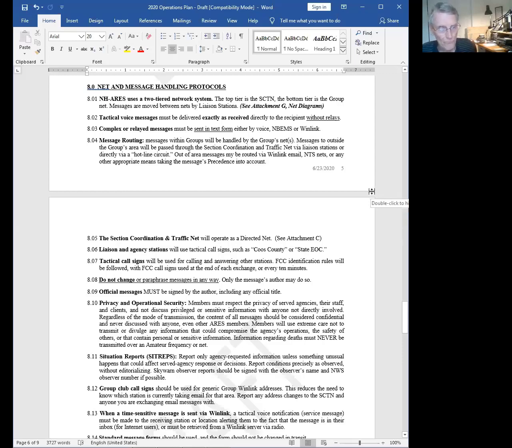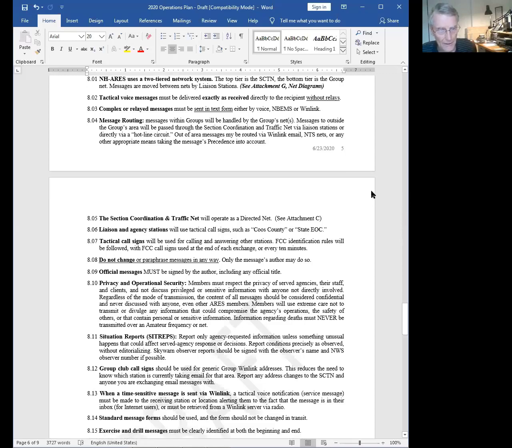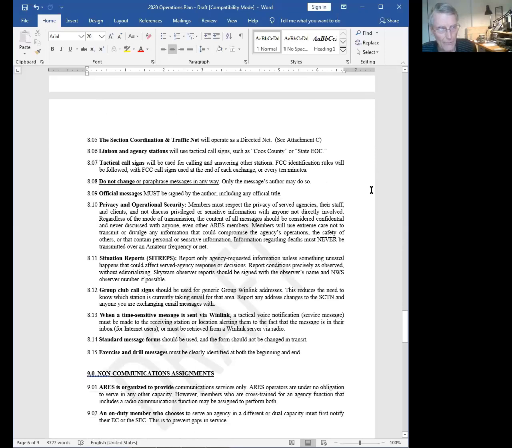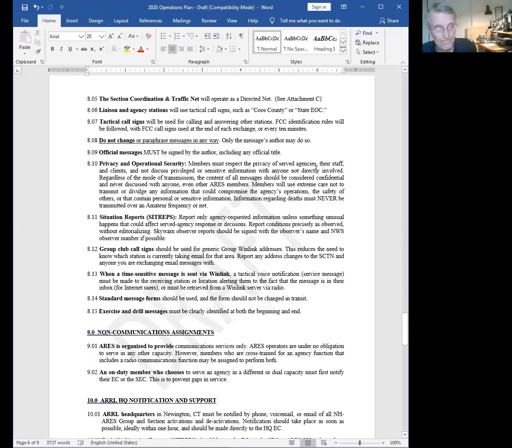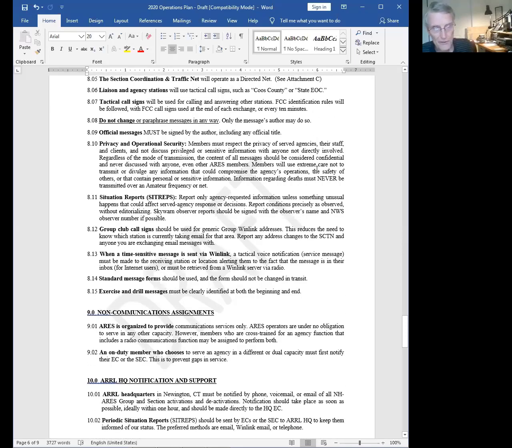Yeah, the routing is the same as it's always been, except it's more succinct here. And I would argue that the tactical call signs might be a training issue, but it's also a standards issue. So I put that in here. Official messages must be signed by the author. I don't think that was in here before. I think I've added that one.